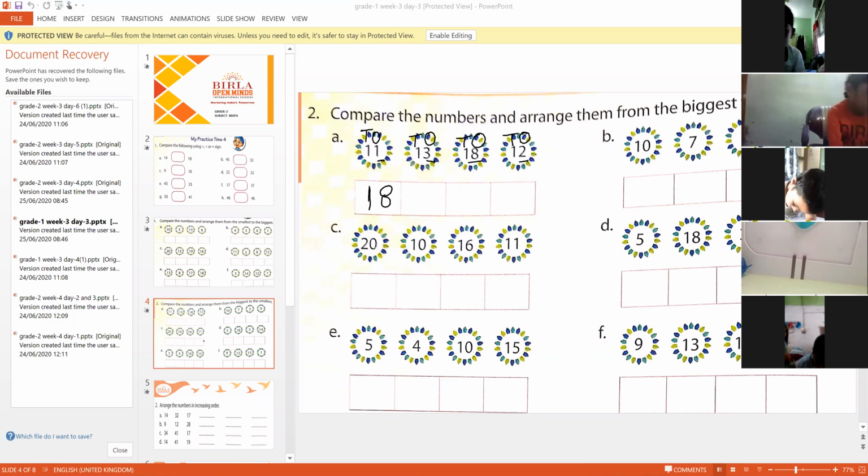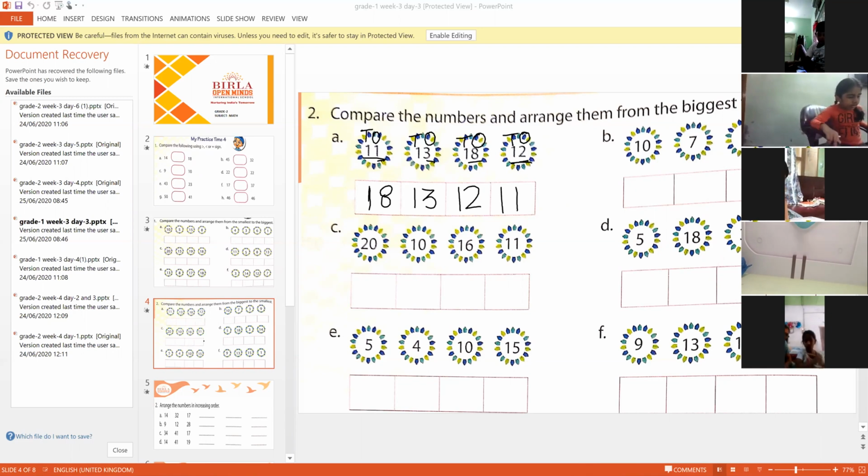Now, after 18, what can we write? We will write 13 because 13 is bigger than 11 and 12. Now we have the numbers 11 and 12. We have to see which number is bigger. See, children, 12 is bigger than 11. So we will write 12 first and we will write 11 in the last box. Okay?